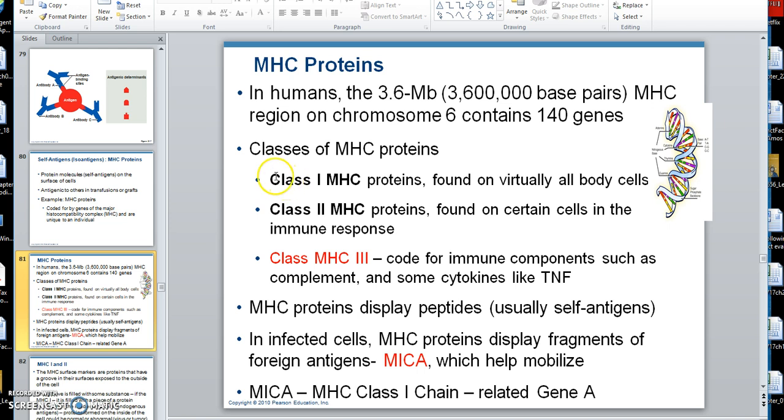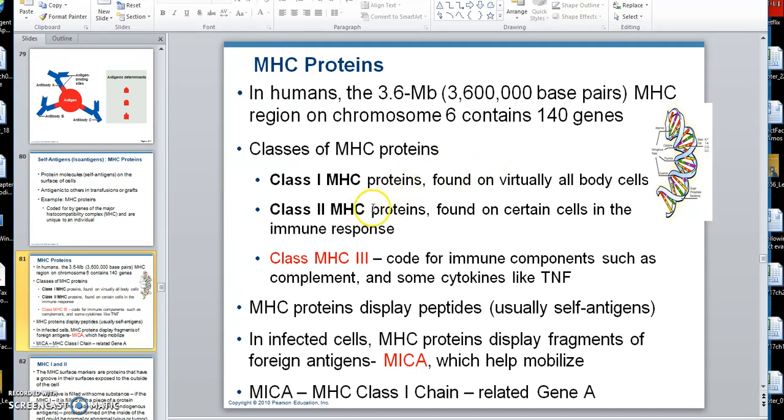For right now, every cell in your human body has MHC1 proteins except your red blood cells. The red blood cells, remember, use a bunch of different systems, around 31, 32 different systems. That's where the ABO, Rh, Kell, Kidd, Duffy come in. So they use a separate flagging system. But other cells are using the MHC1.